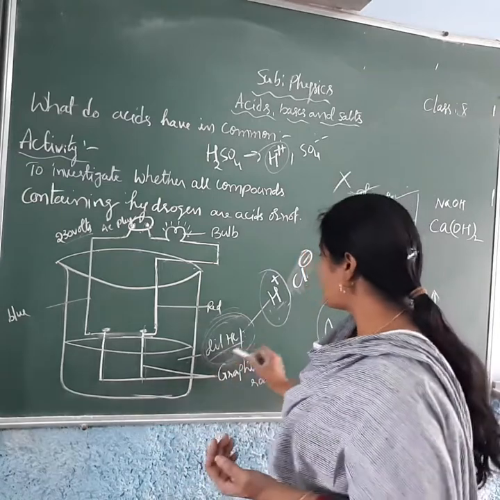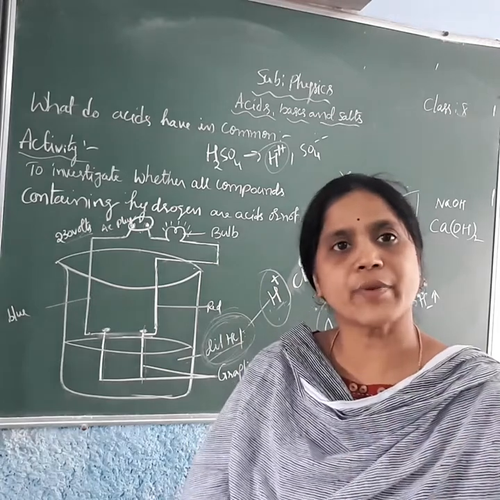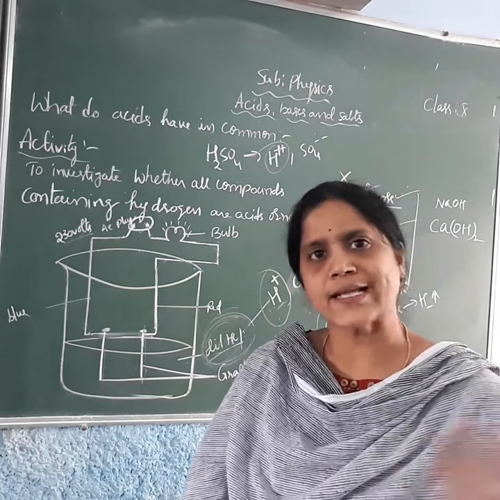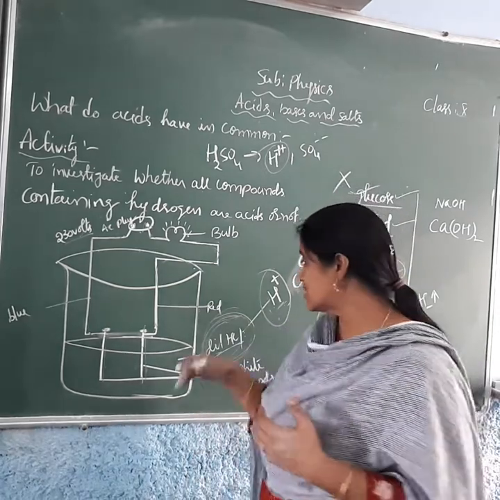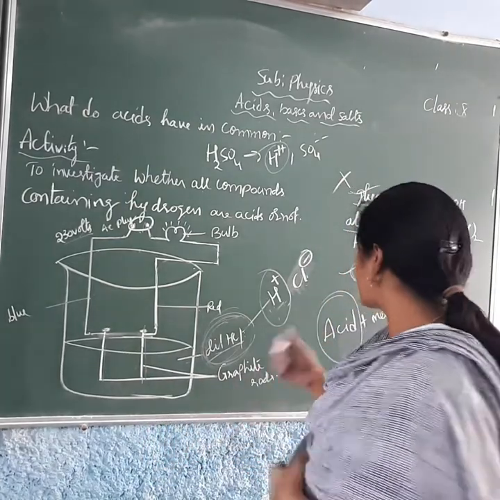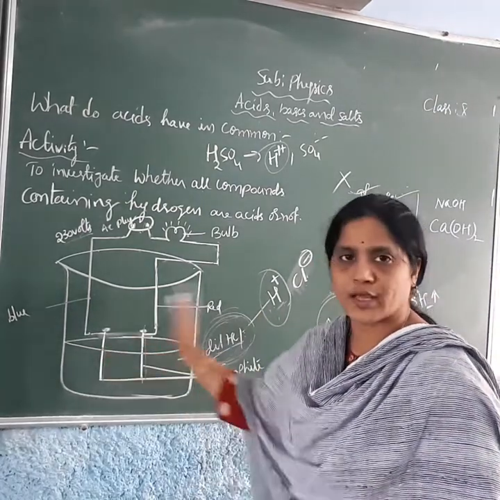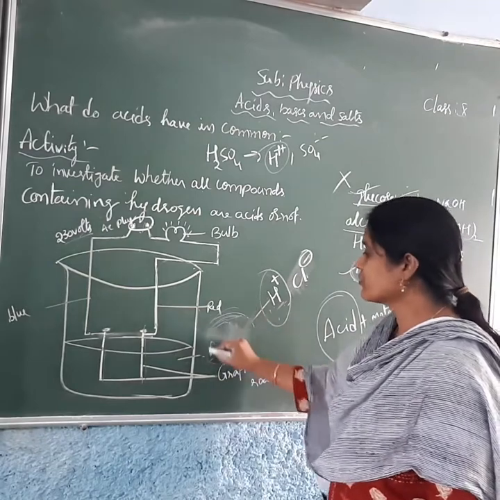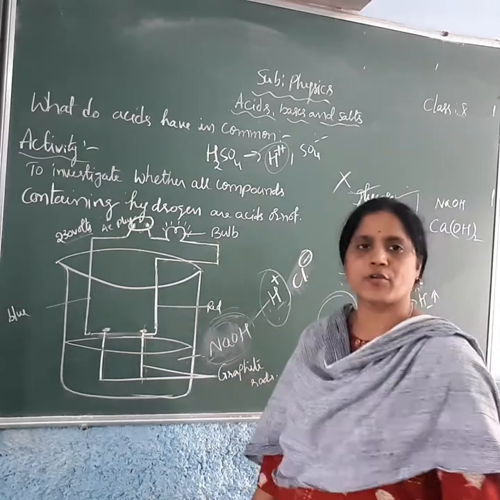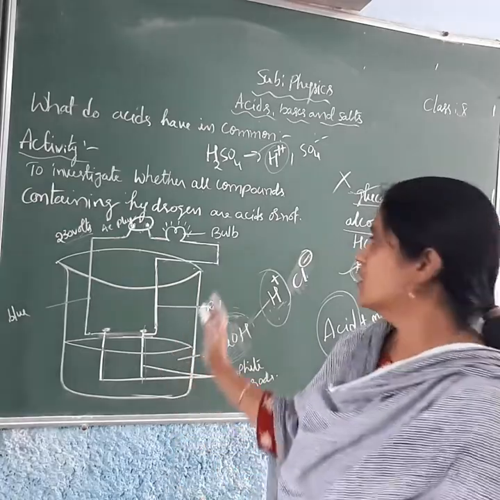Same, instead of acids, if you take bases, what do the bases contain? All the acids contain H plus ions. Now we apply this to the bases. What ions do bases contain? For this, instead of the acid, you take a base. For example, you take sodium hydroxide. You can take any base. Here I am taking sodium hydroxide. Arrange this circuit and then switch on.